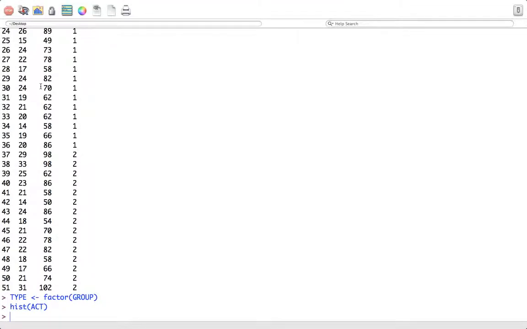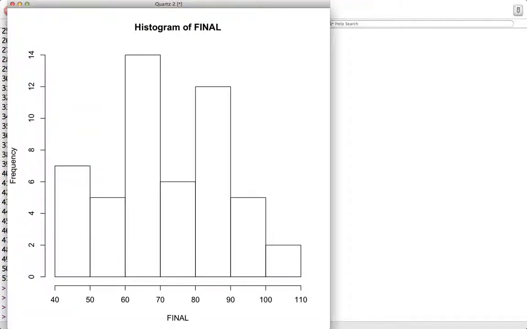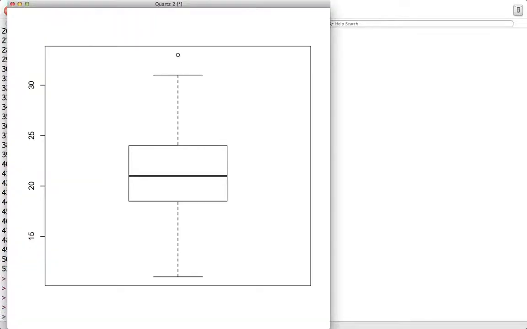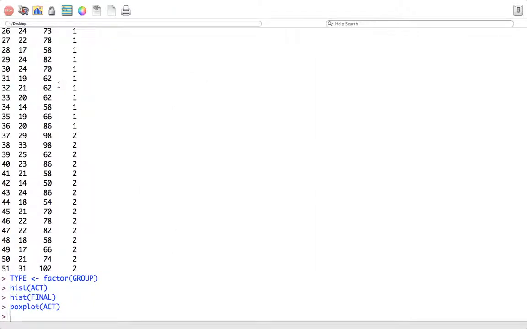Okay. I'd also want to look at a histogram of final. And that makes me smile as well. I'd probably also want to look at a box plot of ACT. And you can see right up here we have an overachiever, a big old, I don't know, a 35 or something. We could find out certainly if we needed to. And let me show you how to do that just while we're at it.